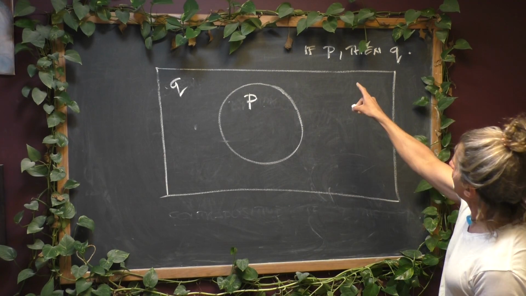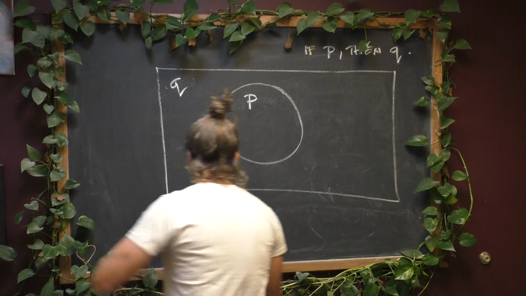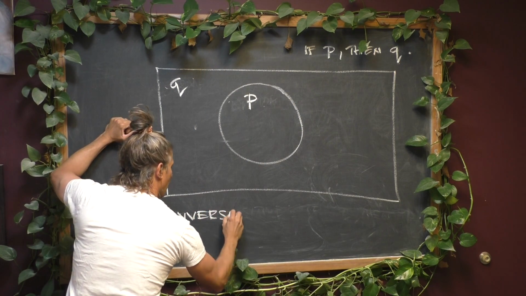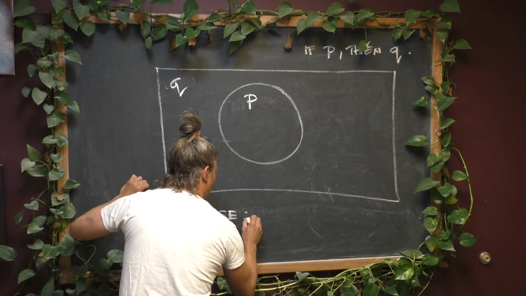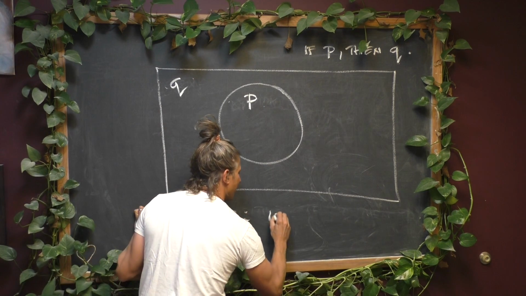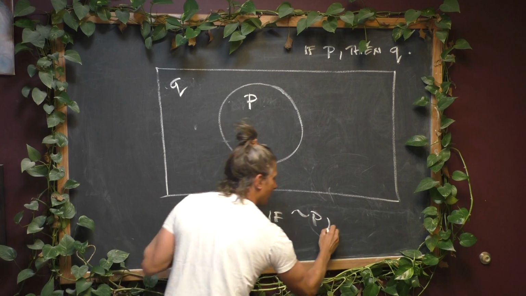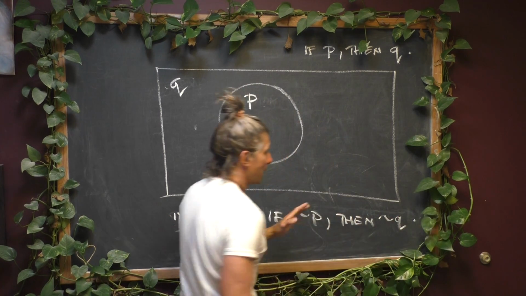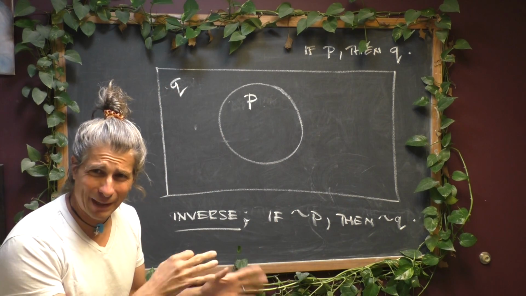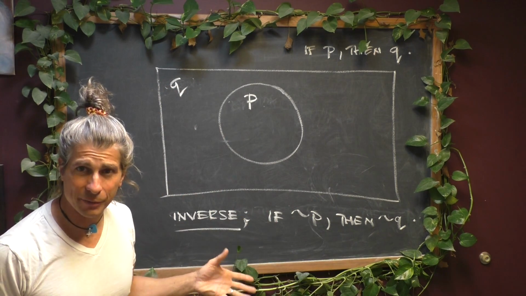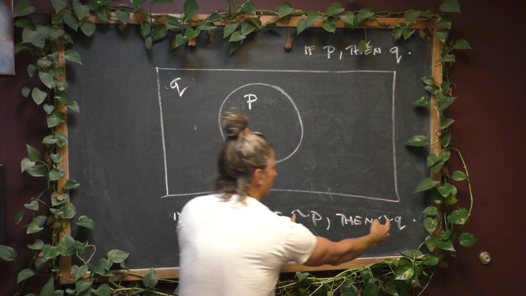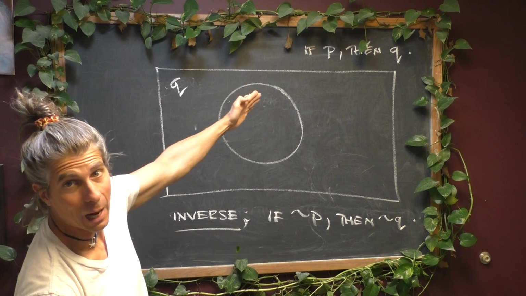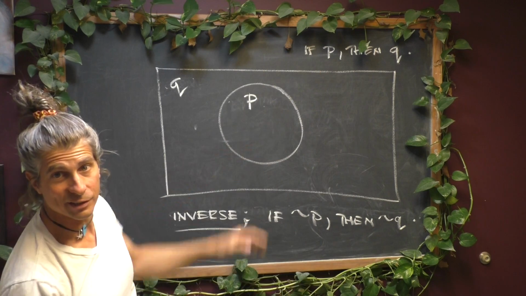So the original statement is "if P, then Q." The inverse is "if not P, then not Q." Okay, so you might look at this quickly and say, that looks like the contrapositive. But the contrapositive, remember, these were switched. This one literally just takes the opposite of P and the opposite of Q and leaves the order the same.